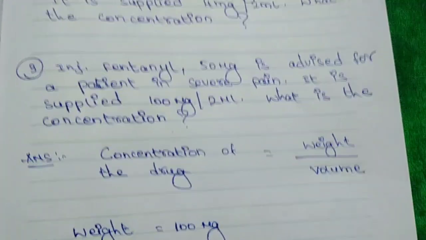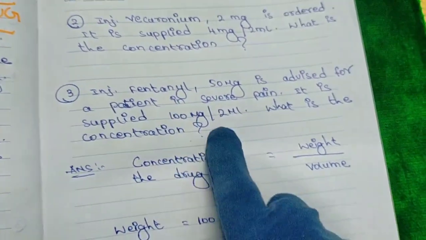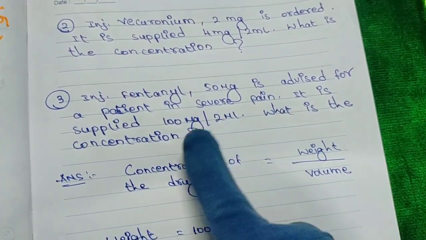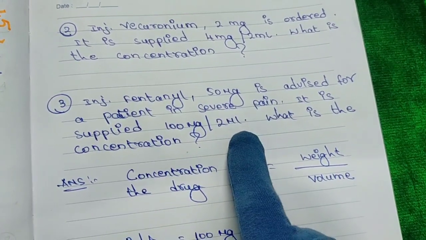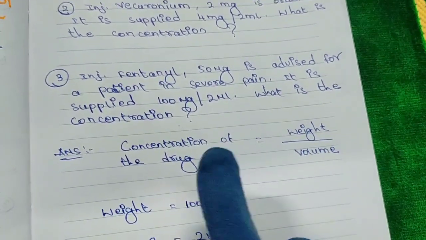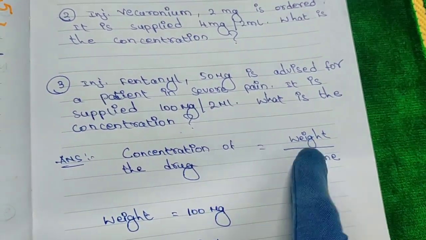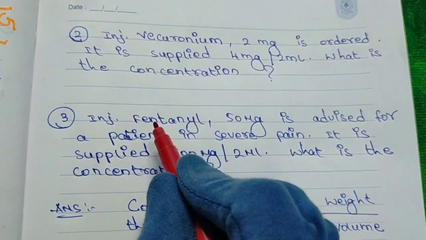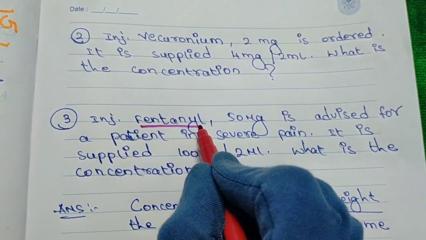Okay, let's see one more example. Injection fentanyl, 50 mg is ordered for a patient in severe pain, and it is supplied as 100 mg per 2 ml. So what is the concentration? The formula is weight by volume. What is the drug we are talking about? Fentanyl. It is an opioid analgesic.